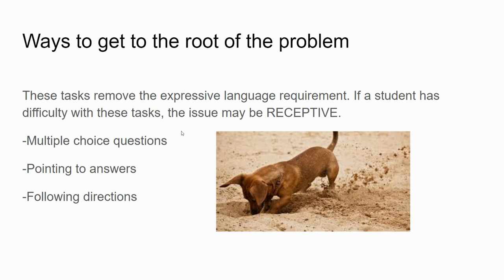So if you give a child multiple choice questions, they basically just have to identify or recognize the correct answer. They're not having to say anything or verbalize their own answers or generate their own answers. They just need to identify it, which would indicate they understand. Pointing to answers, this is something we do in speech and language probably more than you would, but this is one of the ways we try to tease out whether it's expressive or receptive. So again, if they're pointing to answers, they don't have to say anything.